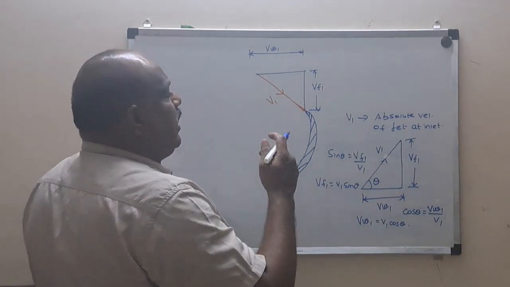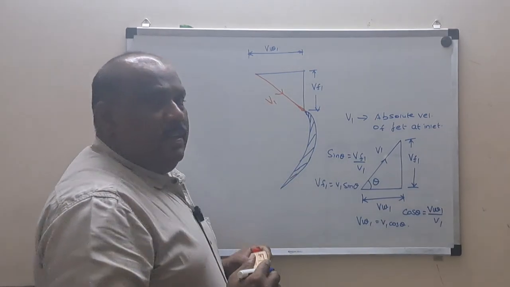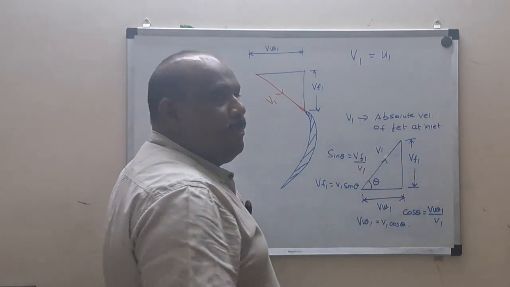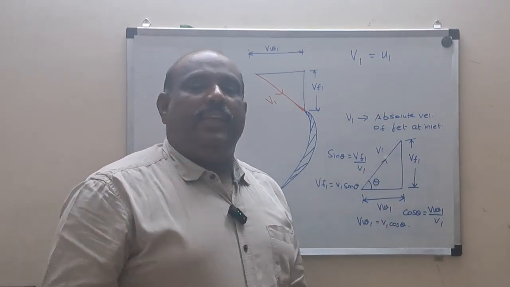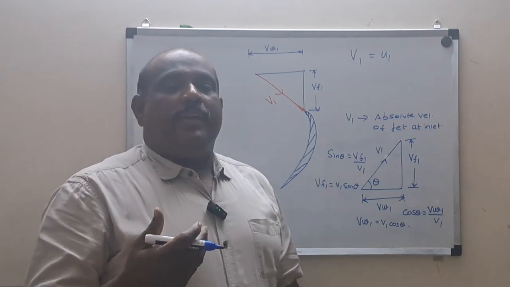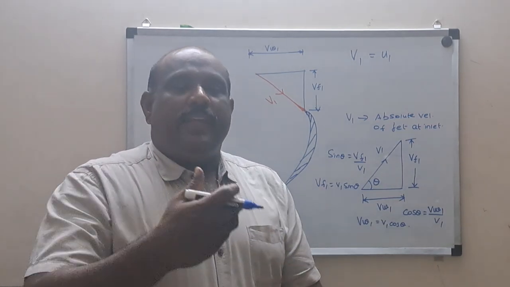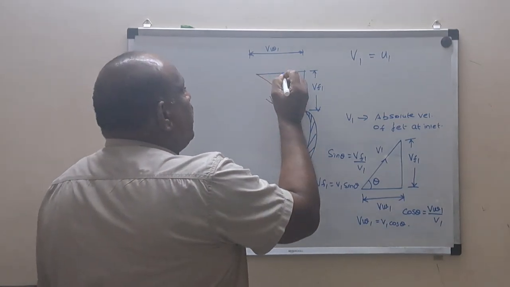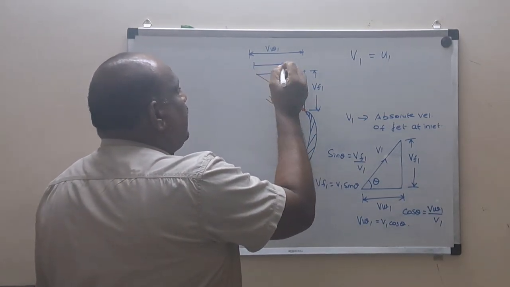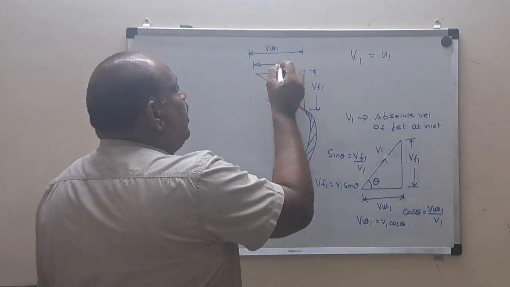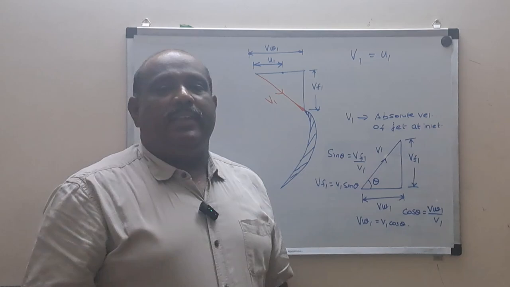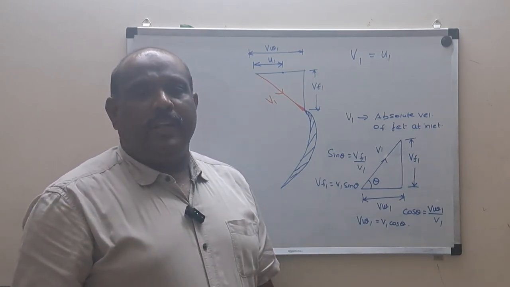So, let us say the impeller speed is U1. Can all of V1 be converted into U1? No, it's not possible. Only a part of the absolute velocity of the jet will be utilized in rotating the impeller. That particular component is called U1. From here to here, it is called what? U1. What does U1 indicate? The rotation speed of the impeller at the inlet.